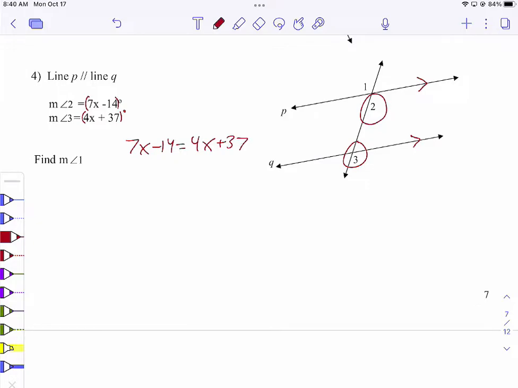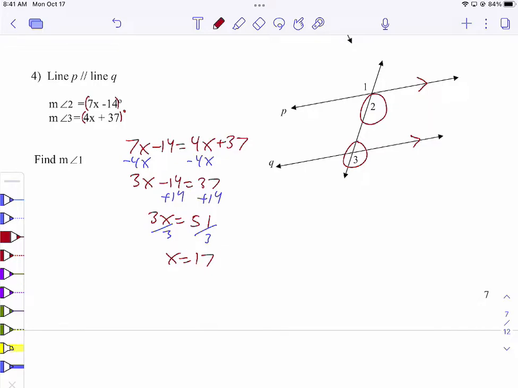Okay. The problem says to find angle 1. Okay, but we can't find angle 1 until we find x. So we're finding x right now. I have an x on both sides. I have to move one of these over. Get the x on one side. Now I'm getting x alone. These could come out to be fractions or decimals. This one comes out to be nicely equal to 17. All right, so that's my answer, 17.